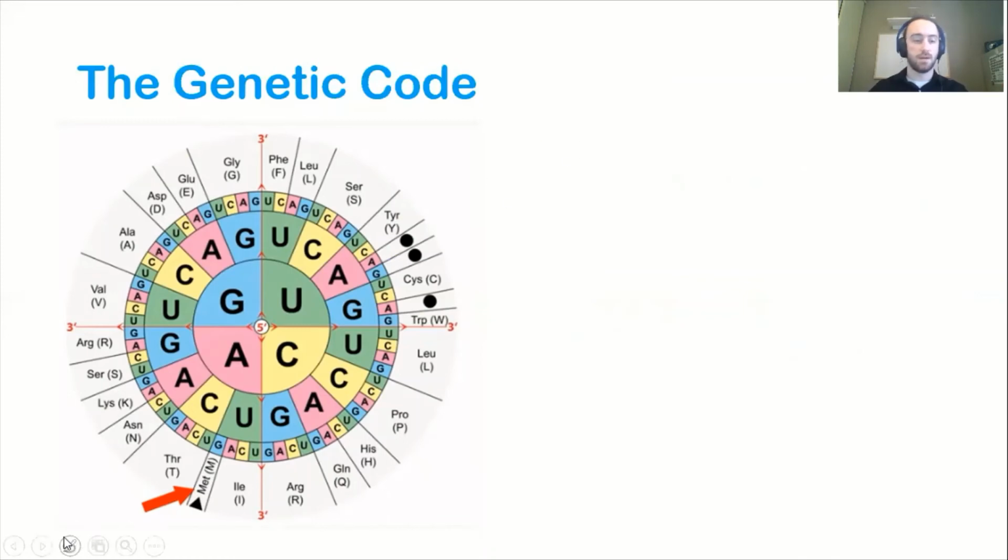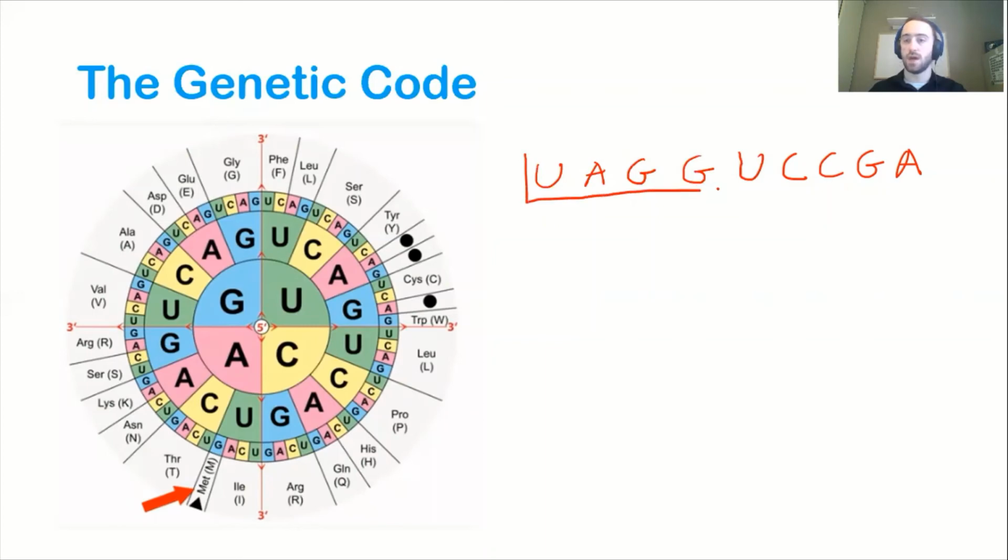But let's try another one. Let's say we had something like U, A, G, G, U, C, C, G, A. Okay, so the first thing we're going to do is we're going to determine if the chain we have is a DNA molecule or an RNA molecule. Well, since we have uracil instead of thymine, we know that it's an RNA molecule.